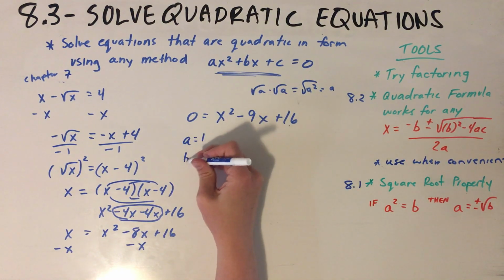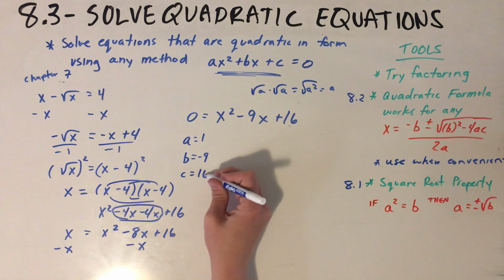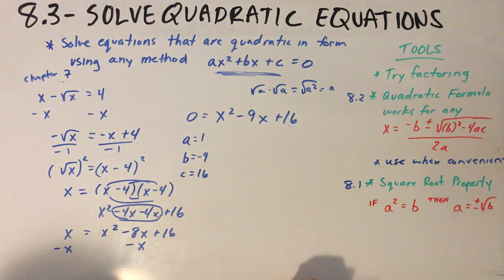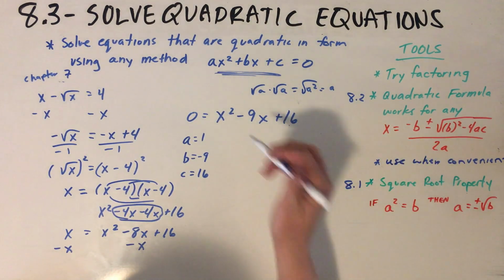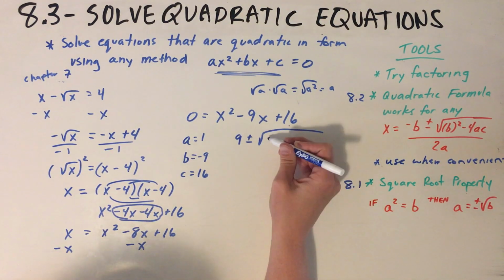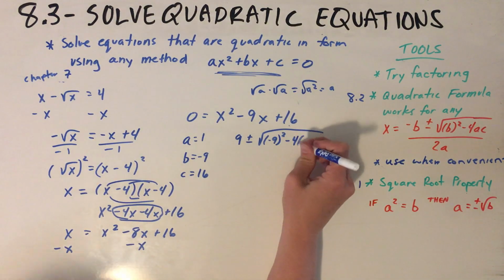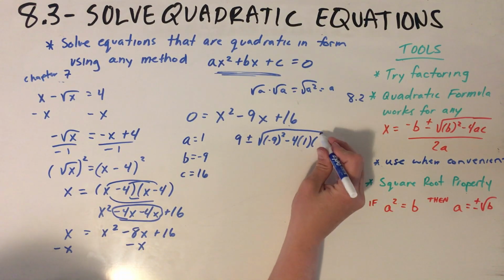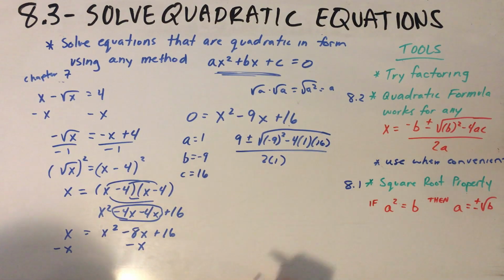A is going to be 1, B is going to be -9, and C is going to be 16. Remember, the quadratic formula is negative b, or the opposite of b, which would be 9 in this case, plus or minus the square root of b, which is -9 squared, minus 4 times a, which in this case is 1, times c, which is 16, all over 2 times a.